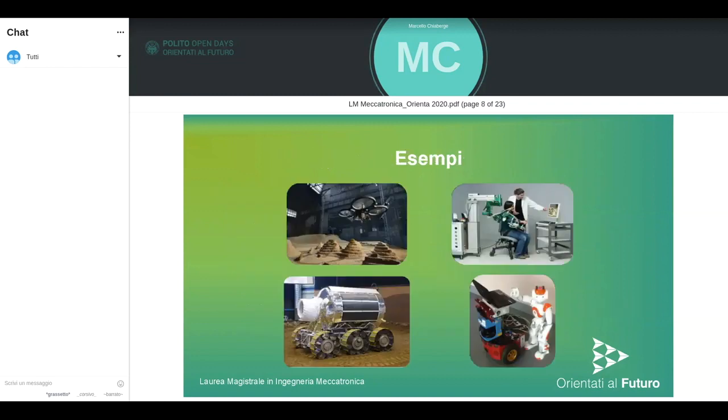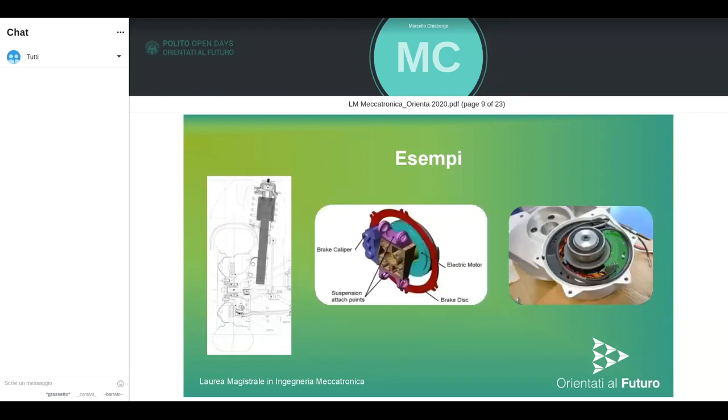So looking also at some examples, here you have, as I said, a drone, which is a typical electromechanical and mechatronic machine, or the robotic system used for rehabilitation in the medical area, or robotics, in this case a pressurized rover for Mars. And so it's a mix between the robotic area and the automotive area, or robots for domestic application, or any other example in the automotive field.